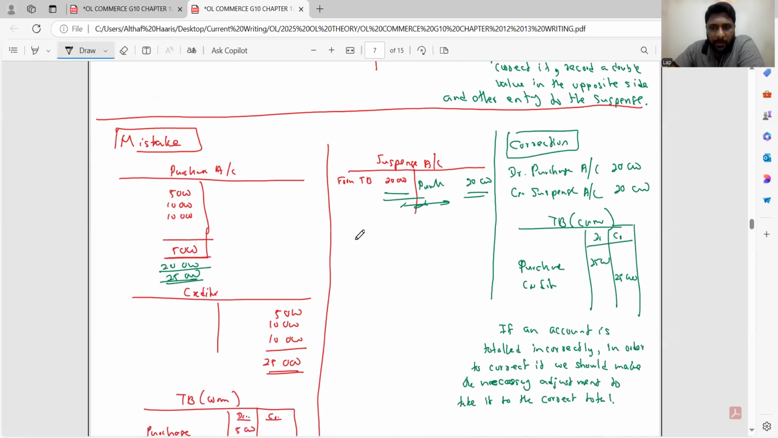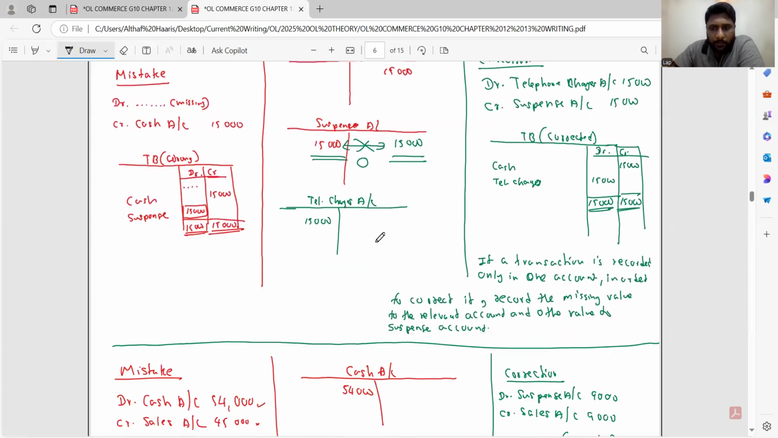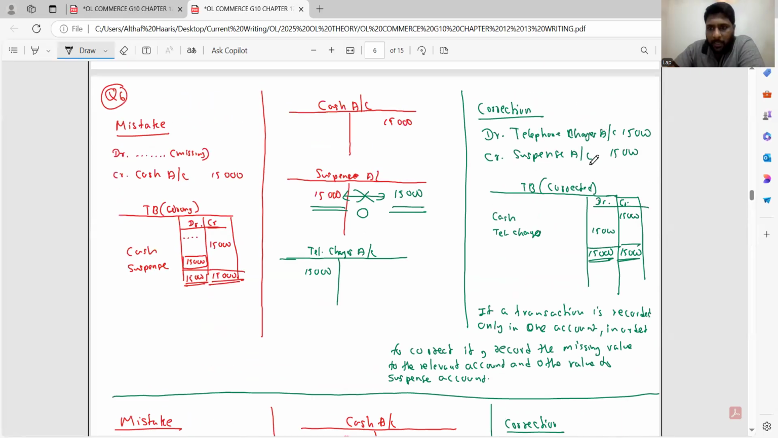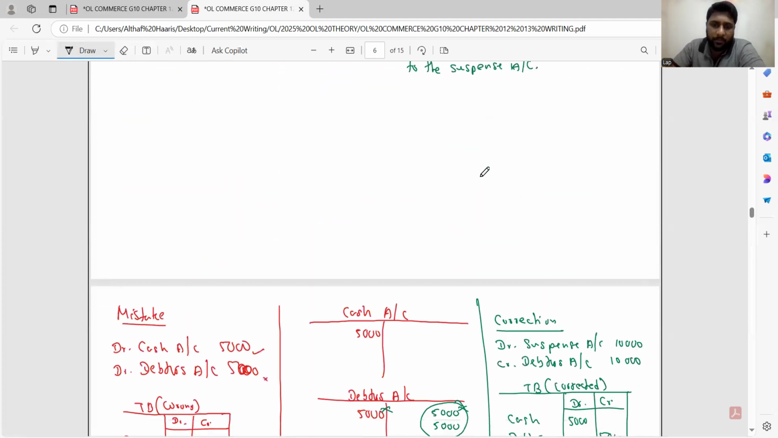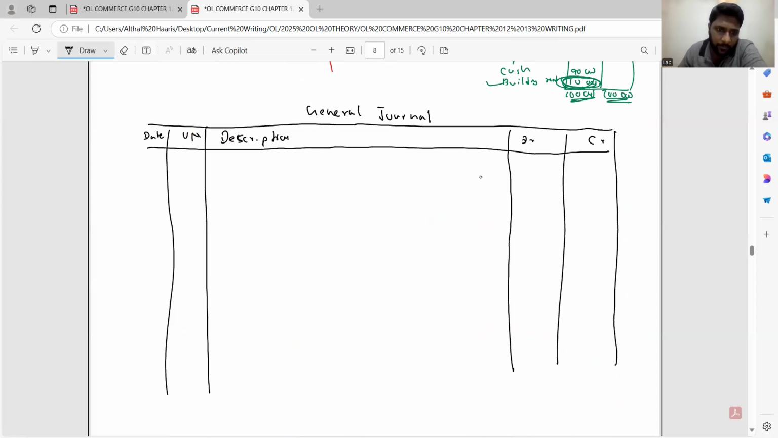So let's take one by one. First one: telephone charges account debit, suspense account credit. Telephone charges account debit 15,000. Suspense account credit 15,000.